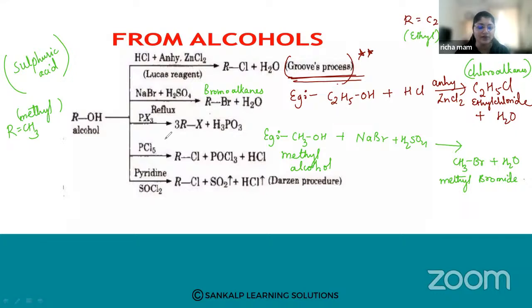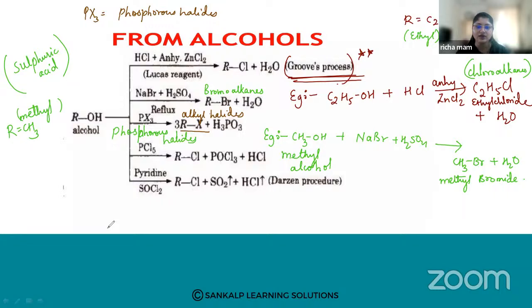Next, when you treat alcohol using phosphorus halides, we can obtain the next reaction. Here PX3 is phosphorus halides, and X can be any halogen. When you want to obtain alkyl halides, they can be prepared by reaction of alcohol with phosphorus halides. So these are the different reactions.